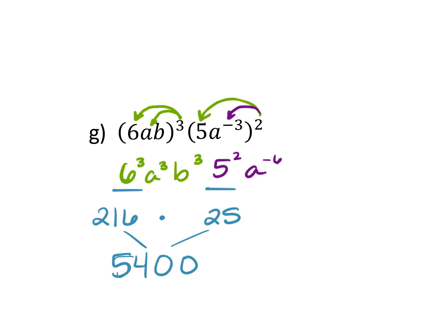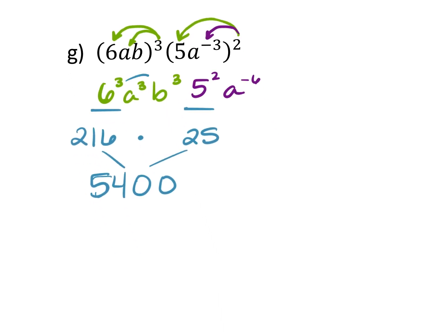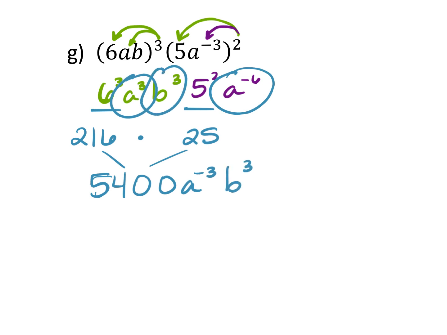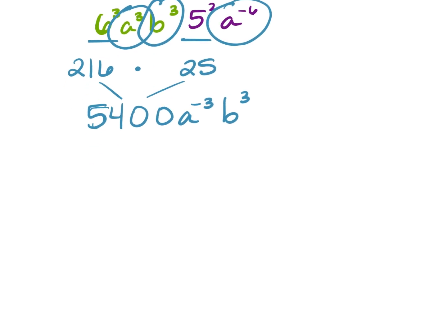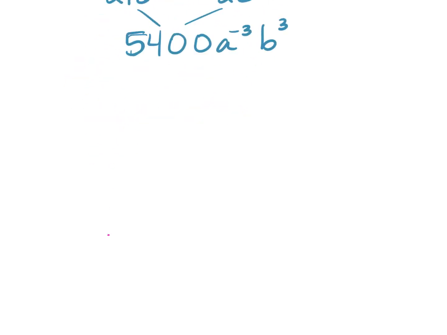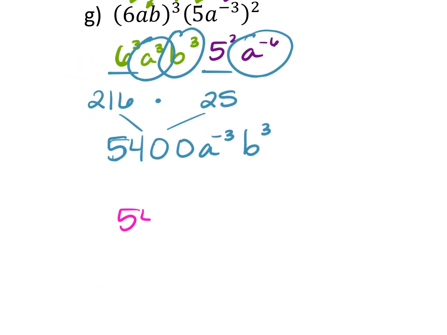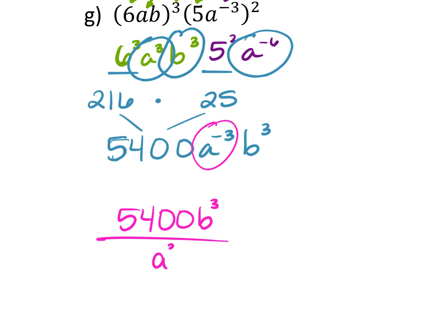What does your A become? A to the 3rd and A to the 6th. You're going to add those together. A to the -6th is A to the -3rd. And then you have a B to the 3rd. Are we done? No negatives, right? So it's going to be 5,400 B to the 3rd over, move that A to the -3rd down and make it positive, and you're done.